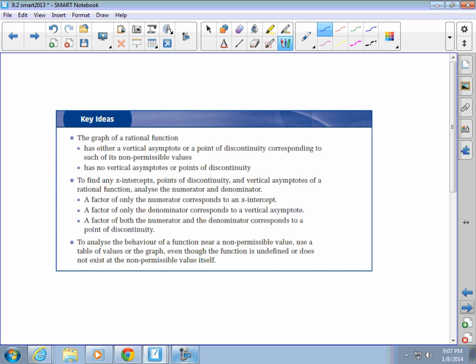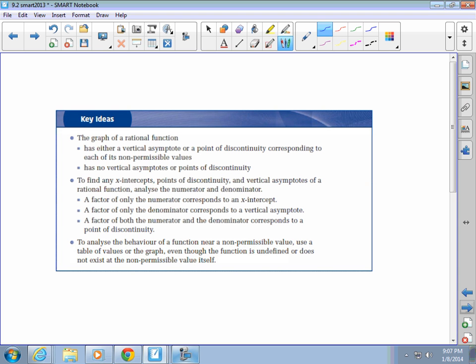Okay, so the last key ideas here are that the graphs of rational functions have a vertical asymptote or point of discontinuity that corresponds with the non-permissible values. If a factor doesn't cancel, you're going to have a vertical asymptote. If it does cancel, you're going to have a point of discontinuity. You can find the x and y intercepts and the vertical asymptotes by looking at the numerators and the denominators.